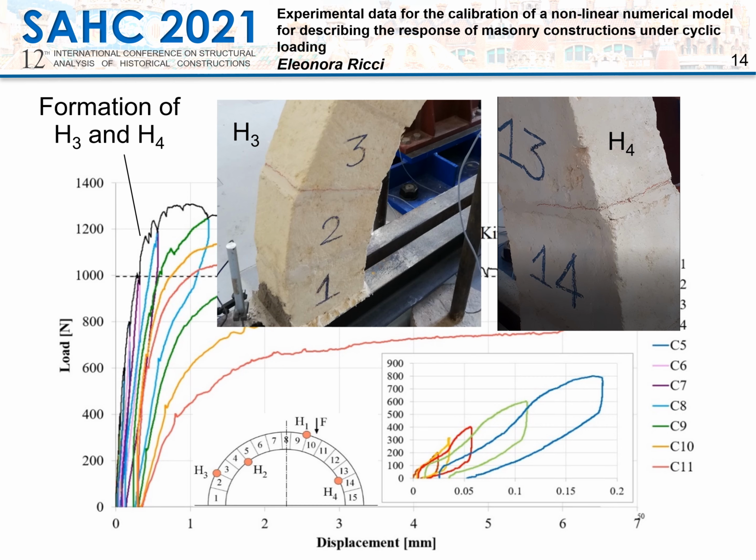During the cycle number 7, the opening of the joints between the voussoirs 9 and 10 and 4 and 5, corresponding to the opening of the first and second hinges, respectively, was again observed. Moreover, at a load of about 1,210 Newton, new fractures occurred between the voussoirs 2 and 3 and 13 and 14, perfectly symmetrical one another, which means that also the third and fourth hinge formed.